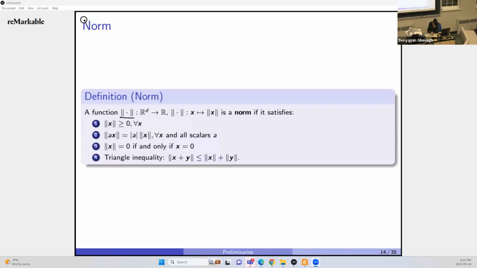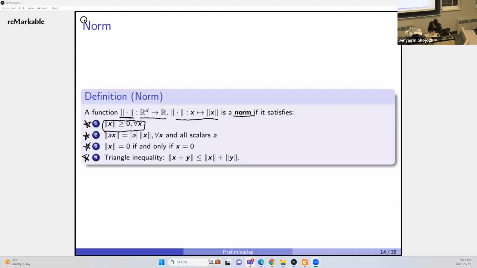The function norm, we denote it in this way, from R^d to R. So it means that the output of norm is a scalar. If you see it as this map, it is a norm if it satisfies four things. First off, for all x, it is always non-negative. Can be zero, can be positive, cannot be negative.